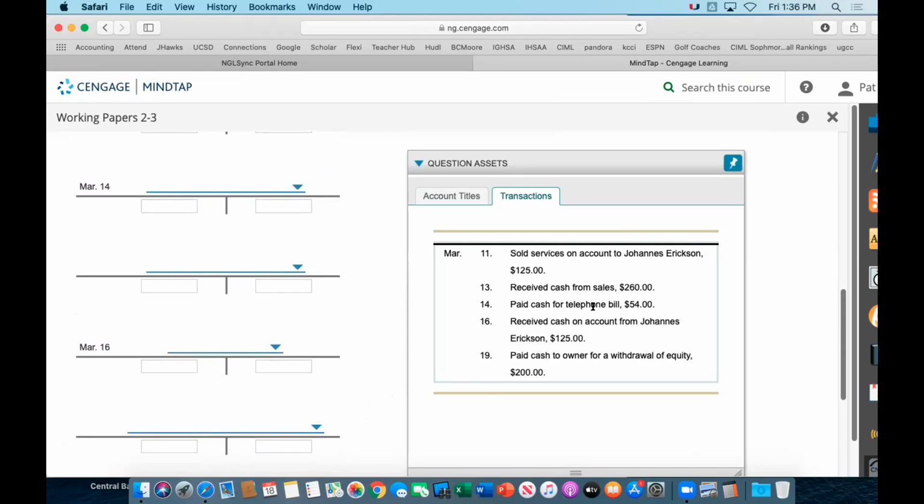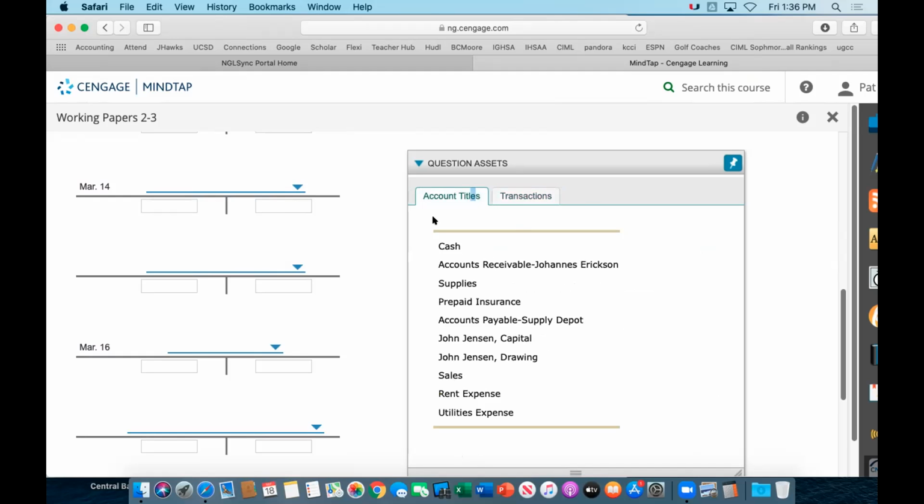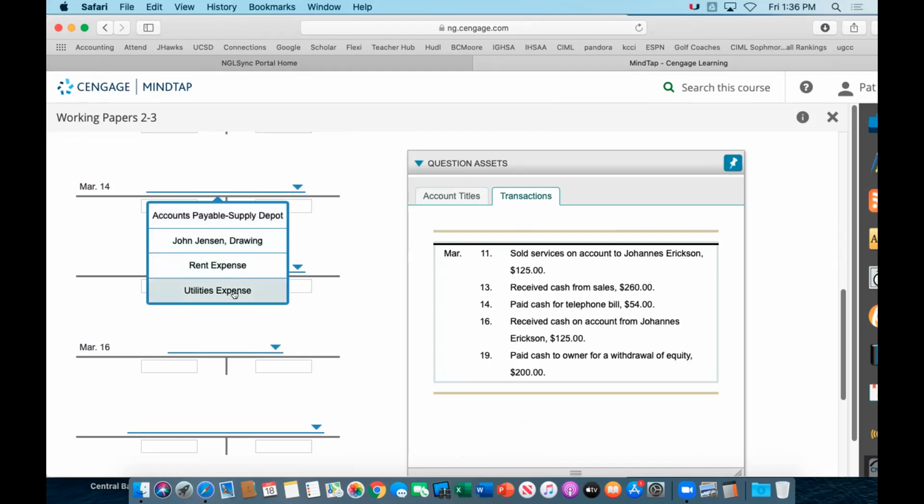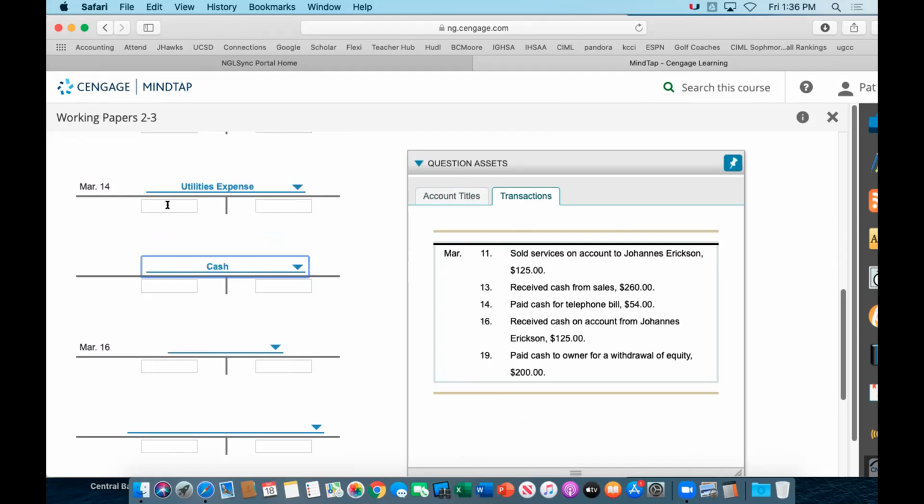March 14th, paid cash for telephone bill. That's either 8 or 9. Now, what is the telephone bill? See, this is what I was talking about. Last time in your chart of accounts, they said telephone bill was communications expense, right? Well, there isn't a communications expense given to us. So we're going to put it under utilities. It's kind of silly, so don't get hung up on that. But we have to pay our telephone bill, so we're putting it under utilities for right now.